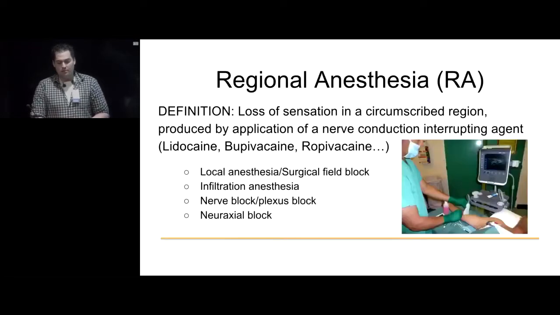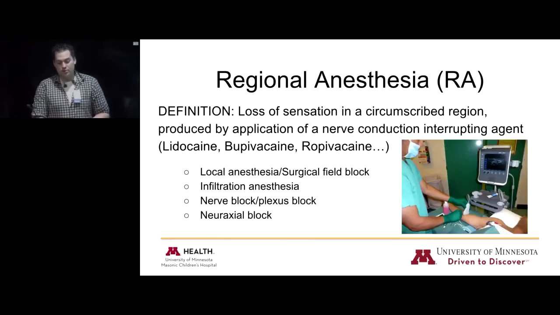Regional anesthesia is defined as a loss of sensation in a circumscribed region produced by the application of a nerve conduction interrupting agent, such as lidocaine, bupivacaine, ropivacaine. We'll talk about that. It can be local anesthesia or surgical field block, basically numbing right around where the incision is. It can be an infiltration anesthesia, where in the subcutaneous tissue close to the incision, nerve ends are being infiltrated. And it can be a nerve block or a plexus block, or alternatively, it can be a neuraxial block where we go close to the spinal cord.